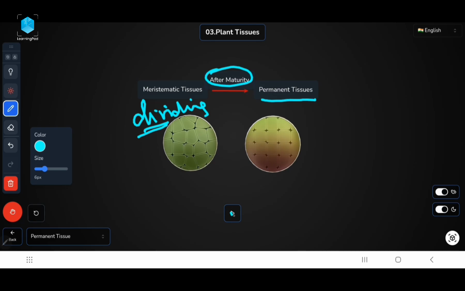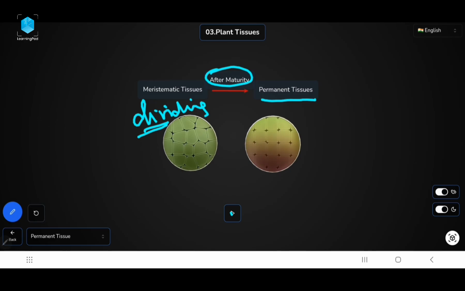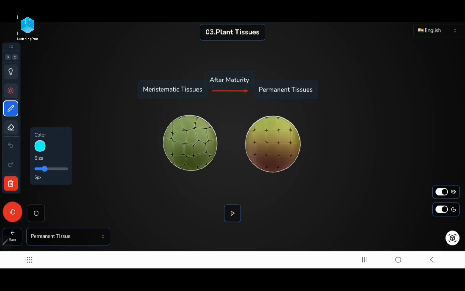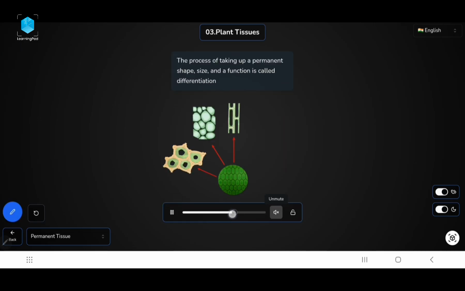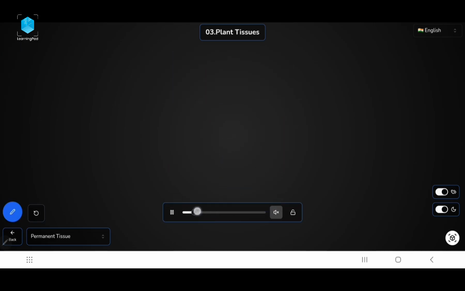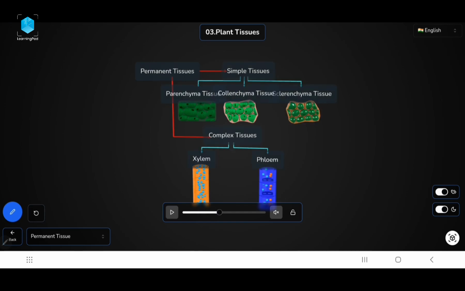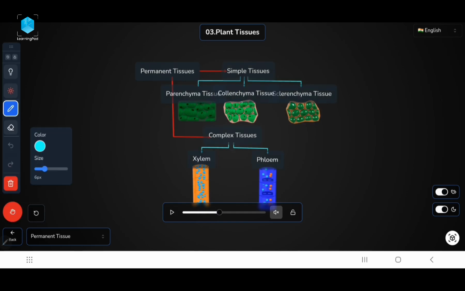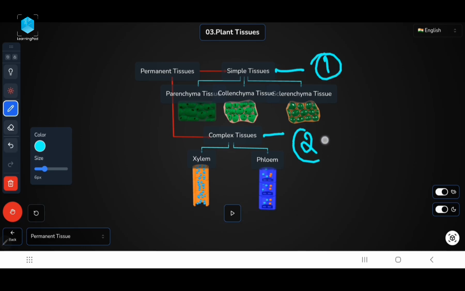Meristematic tissues give rise to permanent tissues, and permanent tissues are of two types: simple permanent tissue and complex permanent tissue. Simple permanent tissues are classified as Parenchyma tissue, Collenchyma tissue and Sclerenchyma tissue. And complex tissues are classified into Xylem and Phloem.